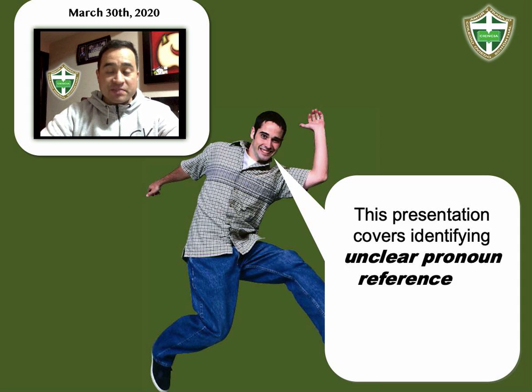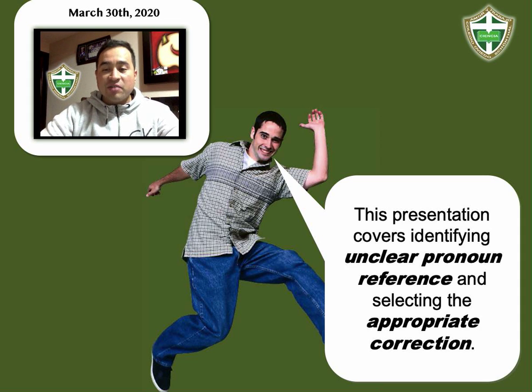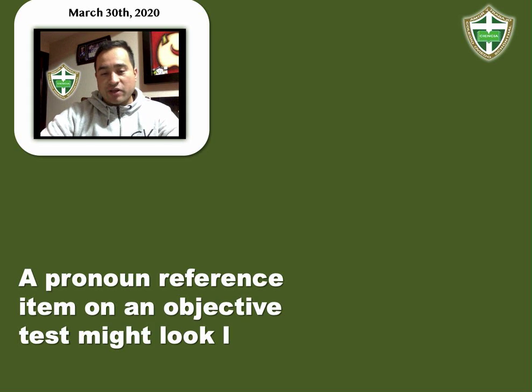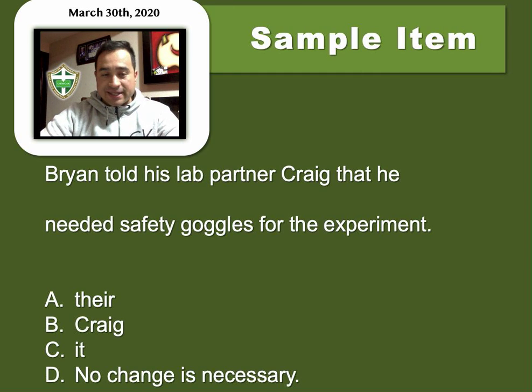This presentation covers identifying unclear pronoun reference and selecting the appropriate correction. A pronoun reference item on an objective test might look like this. Here is an example: Brian told his lab partner Greg that he needed safety goggles for the experiment. And we have four options: A, "there"; B, "Craig"; C, "it"; or D, no change is necessary.